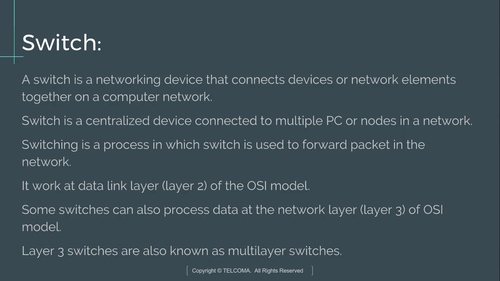Here the switch works at the data link layer, that is layer 2 of the OSI model. But some switches also work at the network layer. Those switches are known as multi-layer switches. Such switches work as both a router and a switch, so they work at the network layer of the OSI model.